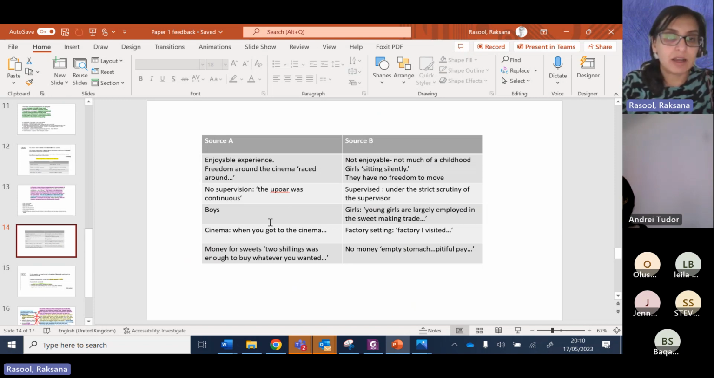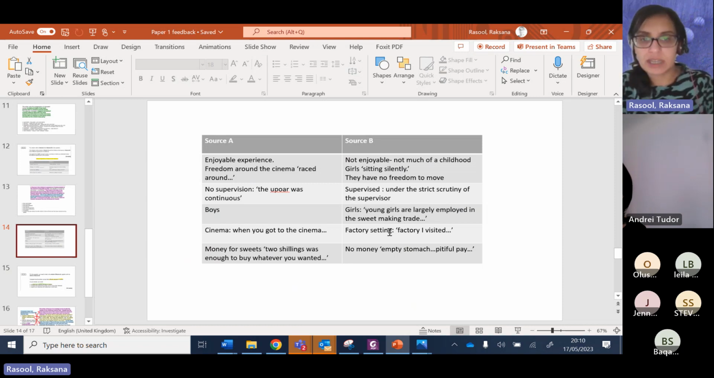Source A, is what Olusula was saying. They pay to have fun. They're in a cinema. They are in a leisure setting. But source B, they are in a factory setting. In source A, they have money for sweets, and in source B, they have no money. Their stomachs are empty and it's a pitiful pay. So it would literally just be like that.